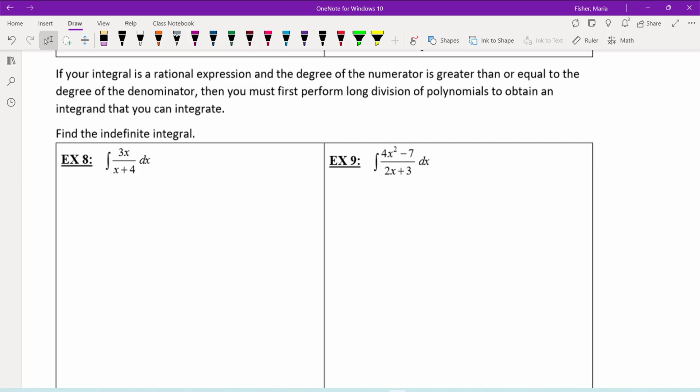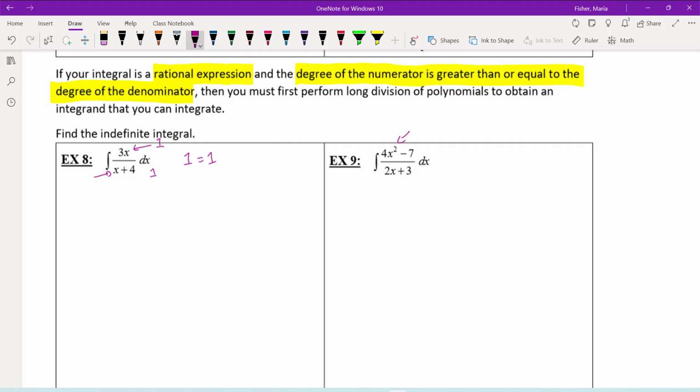Now, sometimes you're going to get things like number 8 and 9. You're going to get these rational expressions where the degree of the numerator is greater than or equal to the degree of the denominator. If we take a look before we keep reading, the degree of this numerator, so the power that x is raised to, is 1, and the degree of this denominator is 1, so 1 is equal to 1, so here the degree of the numerator is equal to the degree of the denominator.